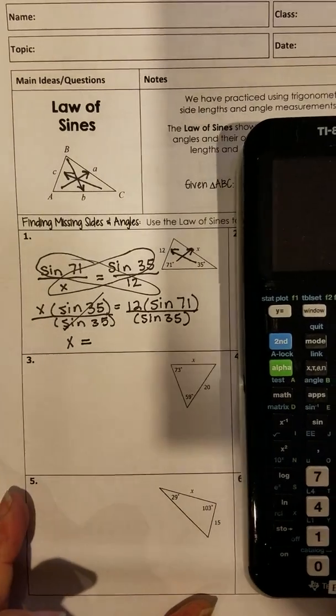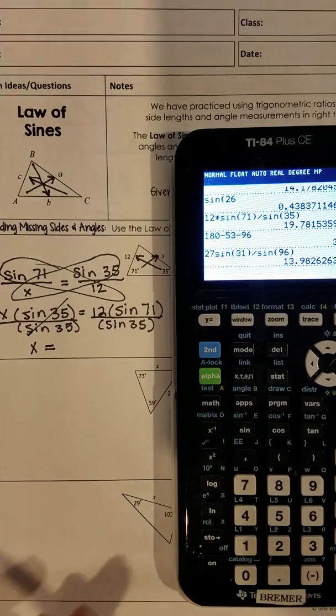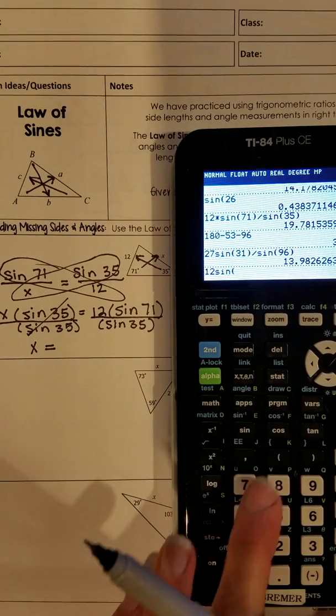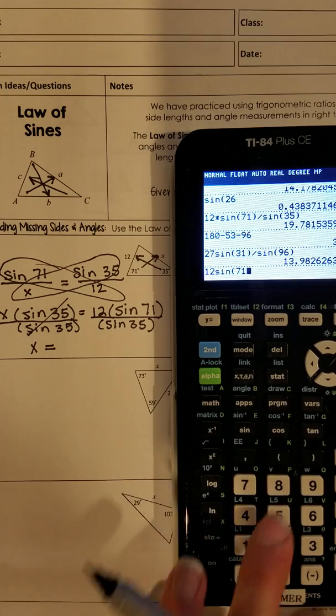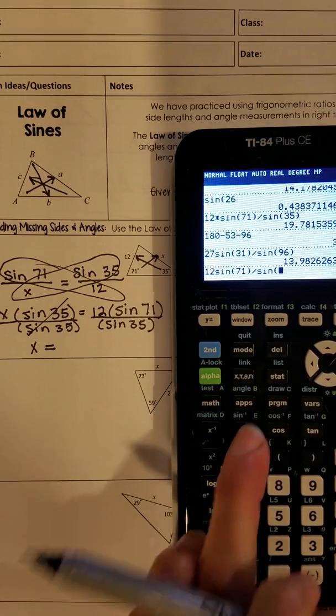So, there, can you see that? Okay, turn on the calculator. And now we have 12 sine 71. Make sure you close the parentheses. You don't have to put the multiplication sign, but you do need to put the division sign, because now we're going to divide by sine 35.